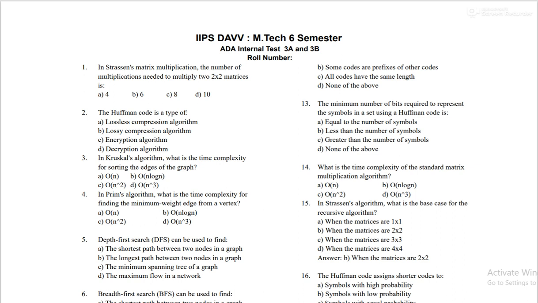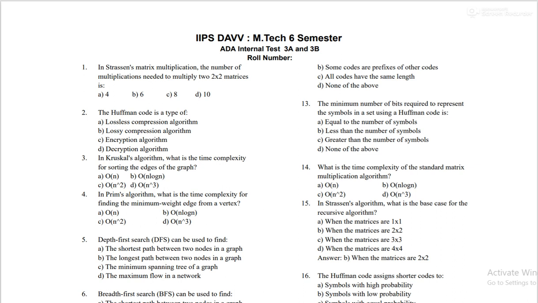Question 4. In Prim's algorithm, what is the time complexity for finding the minimum weight edge from a vertex? The correct answer for this question is option A, order of n, that is big O of n.